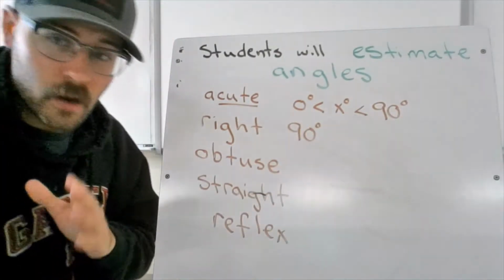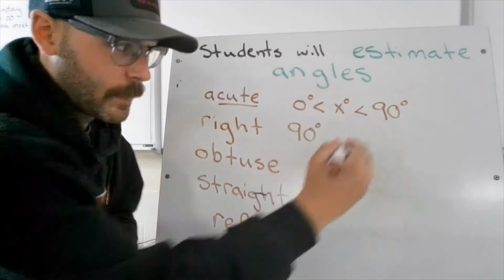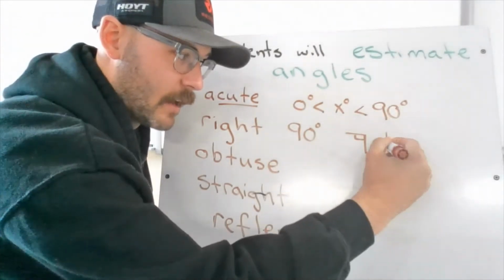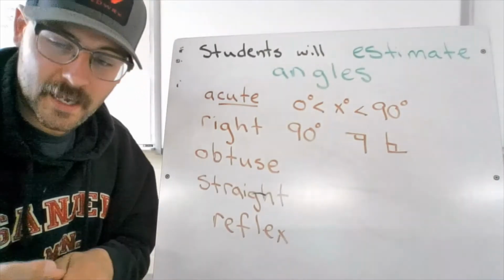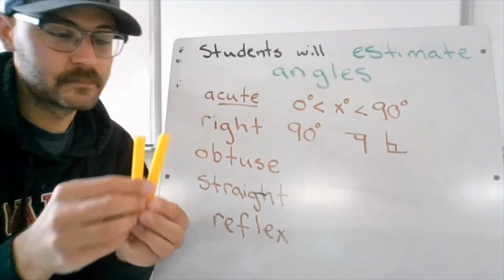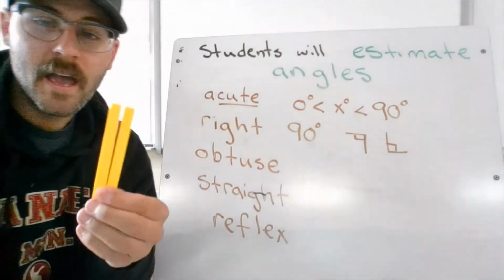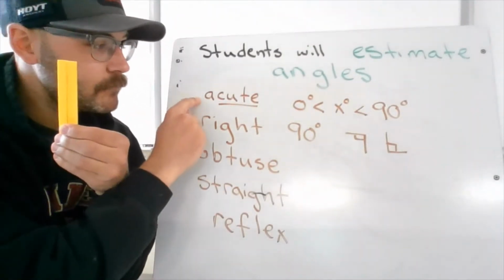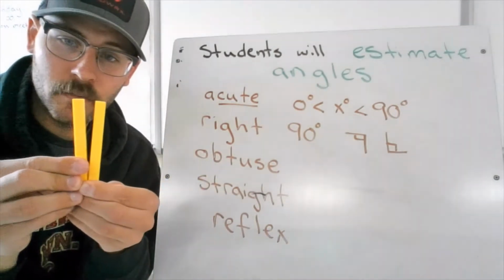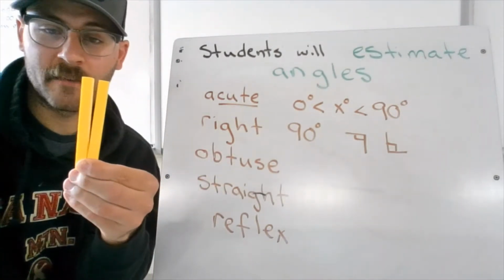Right angles are always 90 degrees. They could be upside down 90. They could be right side up 90. They look like perfect L's. So I'm going to break out these two little base 10 blocks that I have here and show you what these two look like. An acute angle is anything bigger than 0. So that's an acute angle right there that I've made with them.